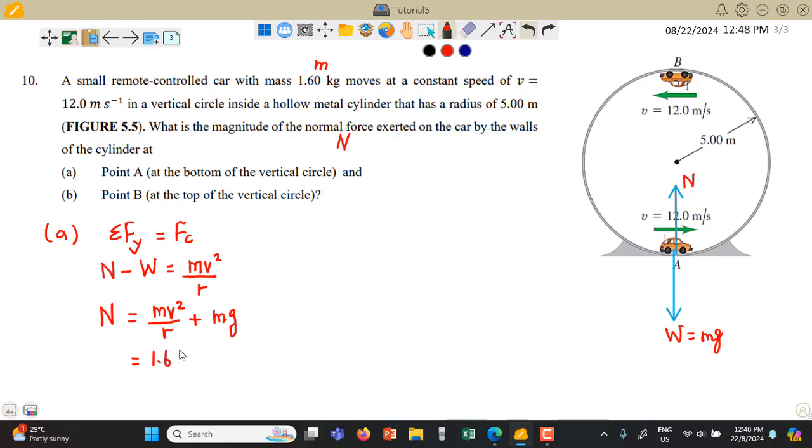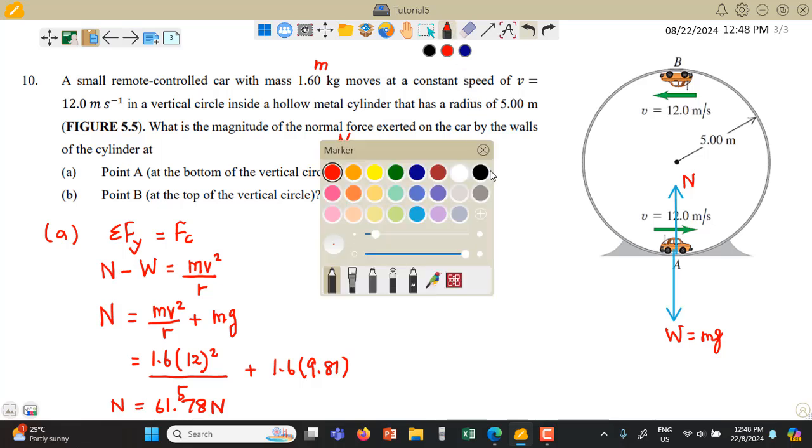So mass is 1.6, the linear speed of the car is 12, the radius of the circle is 5, plus mass 1.6 times g, which is 9.81. Okay, so do the calculation, and you will get the normal force acting on the car at position A to be 61.78 Newton.